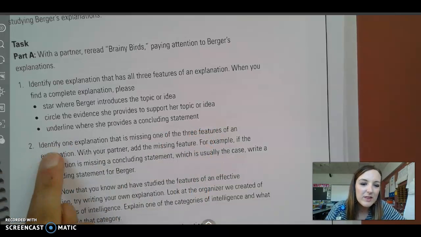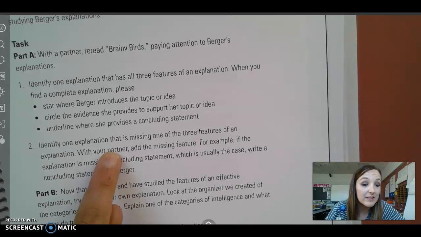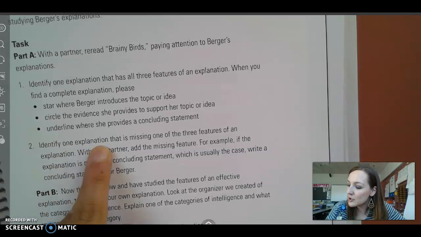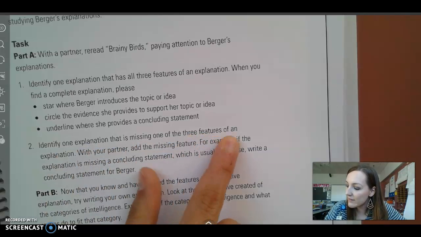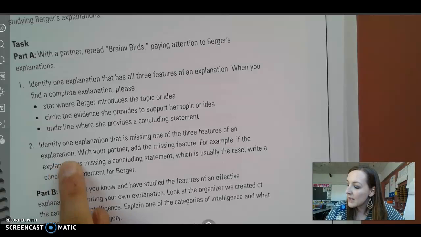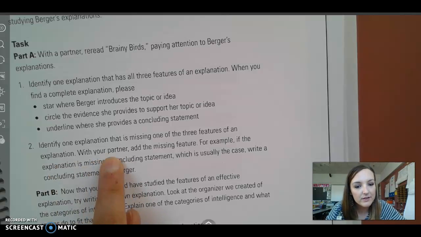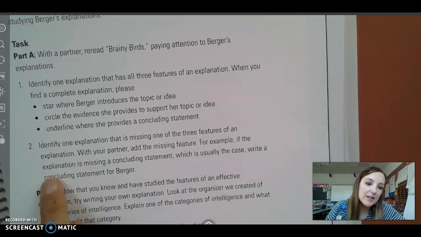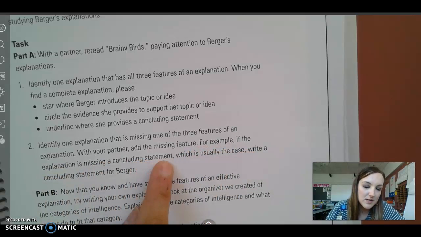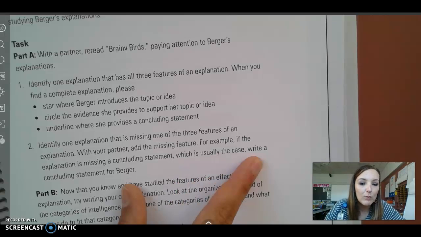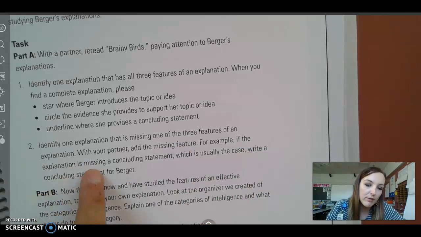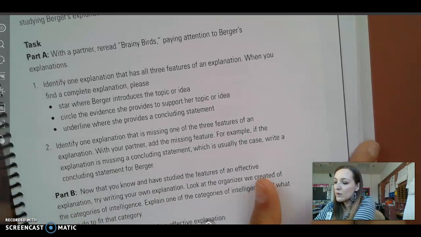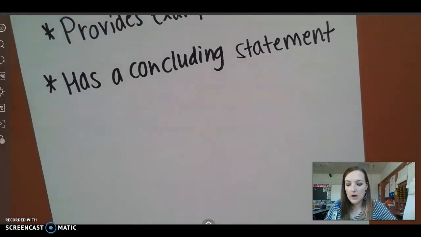This part says with a partner. If you have someone that can help you, that's great. You may also do it by yourself as well. Identify one explanation that is missing one of the 3 features of an explanation. And then with your partner or by yourself, add the missing feature. So for example, if the explanation is missing a concluding statement, which is usually the case, write a concluding statement for our author. So I'd like for you to work on the next page.